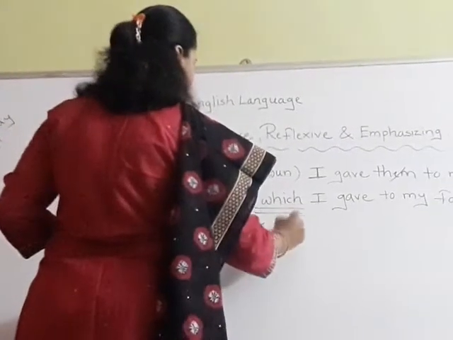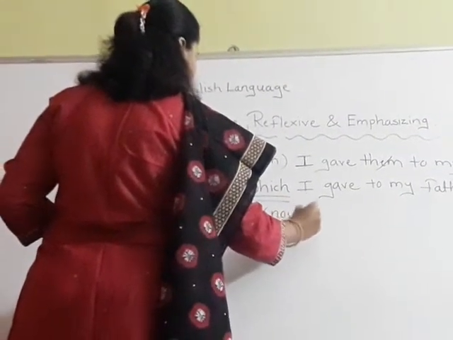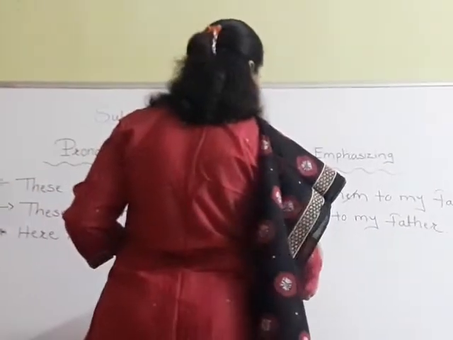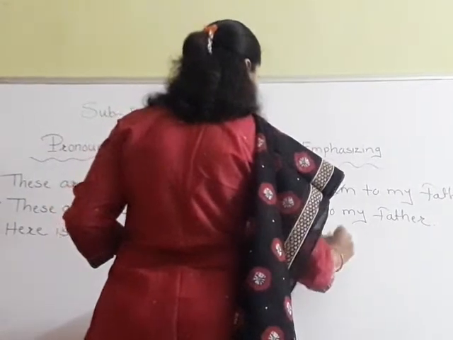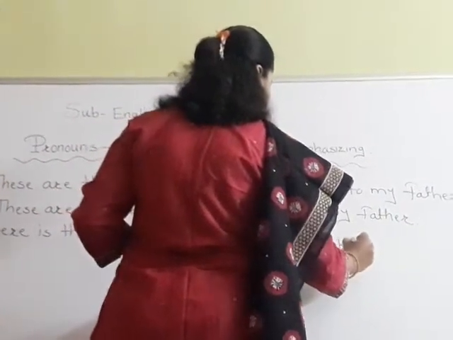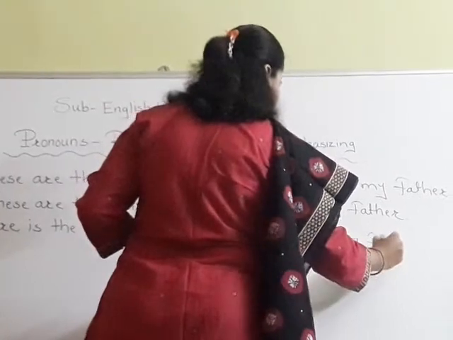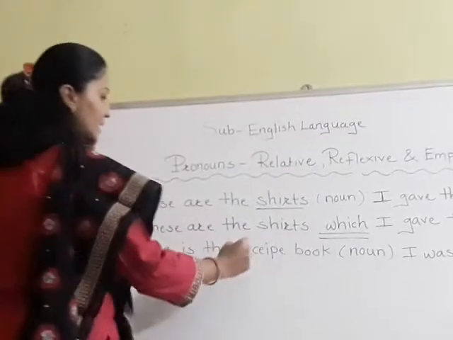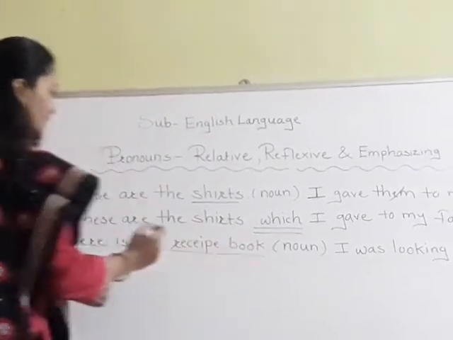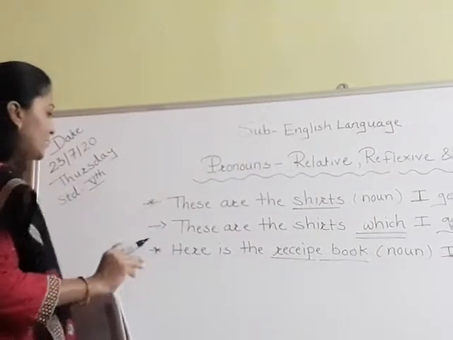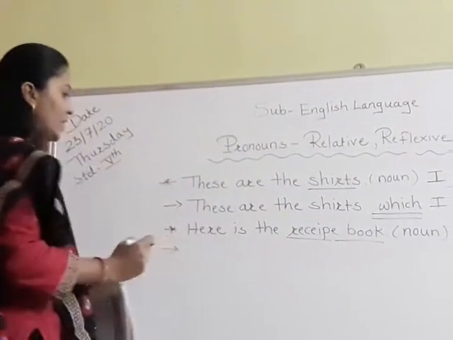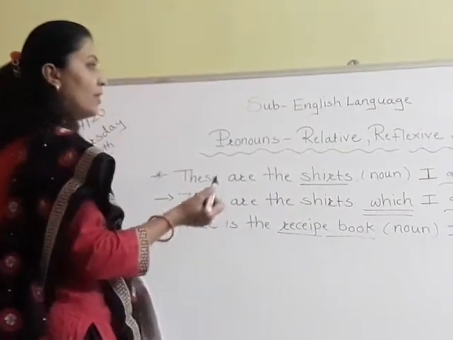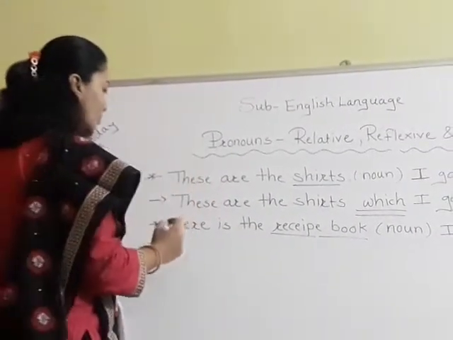And recipe book is a noun here. Okay. I was looking for it. So like this. Here recipe book is the noun and we have to join these two sentences with the relative pronoun. Okay. So we will use that or which. Both will go with this sentence.